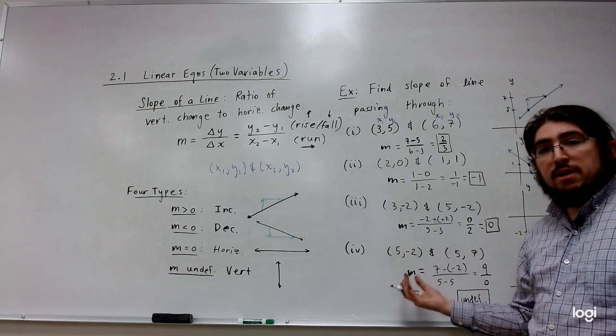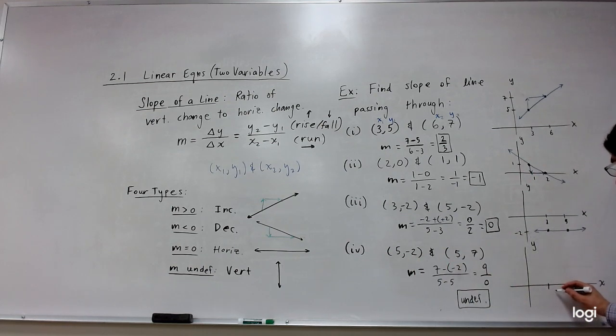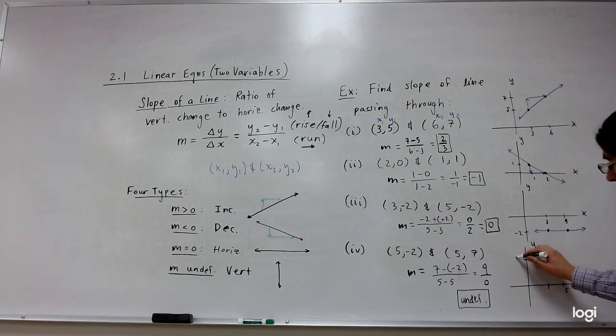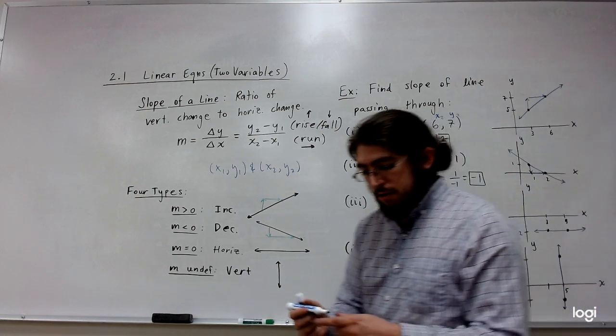And then finally here, if we plot 5, negative 2 and 5, 7, they'll have the same x value. Let's just say 5 is over here. 5, 7 would be up here. 5, negative 2 would be down below. Its x value is 5, y value is negative 2. And connecting these, of course, will be a vertical line, which has no horizontal change and only vertical change.